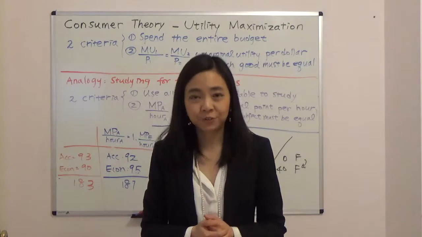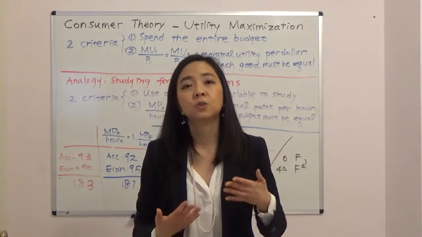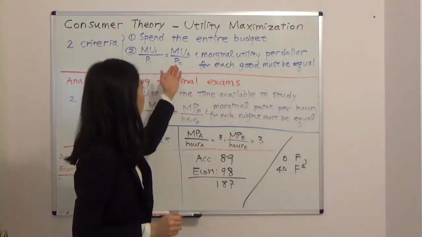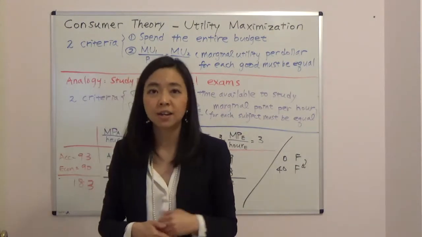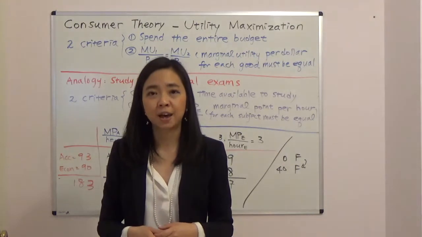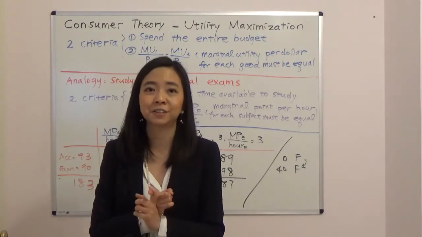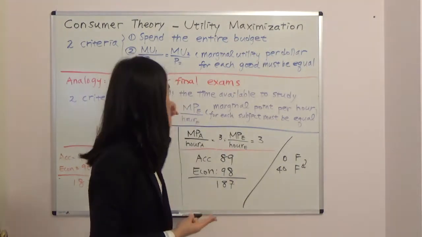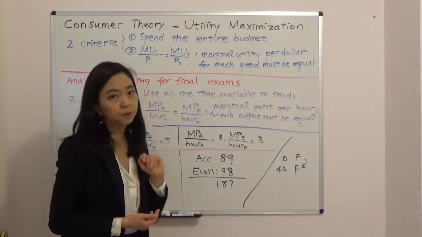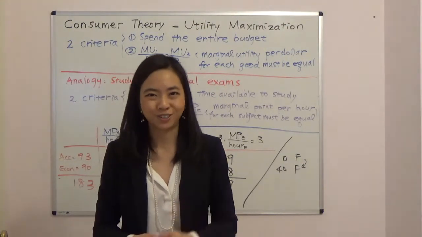So you probably heard from your professor, in order to maximize the utility from consuming goods and services, you need to make sure that first you spend the entire budget, and second of all, you need to make sure that marginal utility per dollar must be equal for each good. So for example, if you're buying fruit and you have a budget of $10 for fruit, then you need to make sure that you spend the entire $10 on fruit. And second of all, if you're buying apples and oranges, then the marginal utility per dollar from apples must be equal to the marginal utility per dollar from oranges.